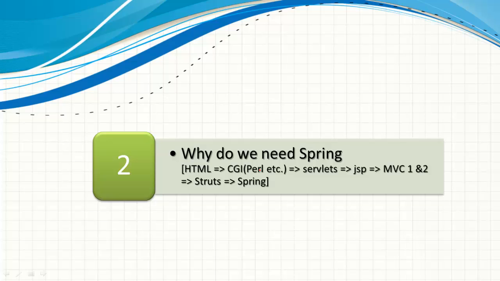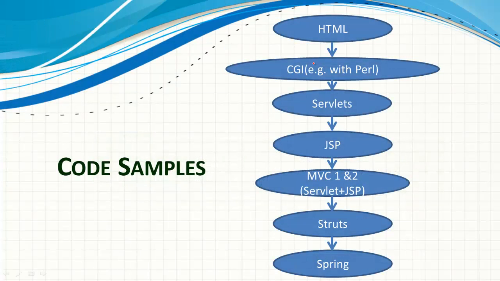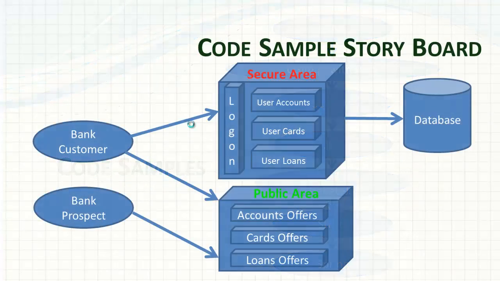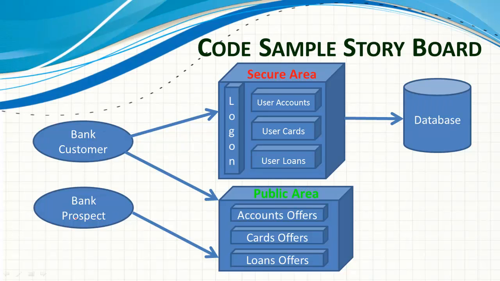Then we saw why do we need Spring and the evolution. So we discussed the code sample using this use case, where we have the bank customer and the bank prospect. This is the anonymous customer, and this is an existing customer. So the bank customer can go into the public area as well as the secure area, and the bank prospect can only go to the public area. He does not have access to the secure area.